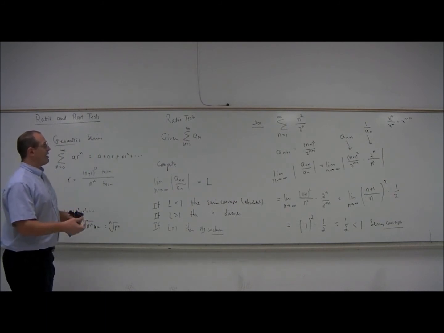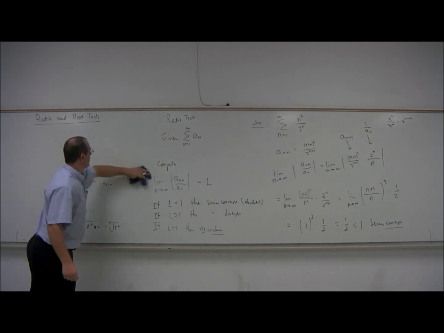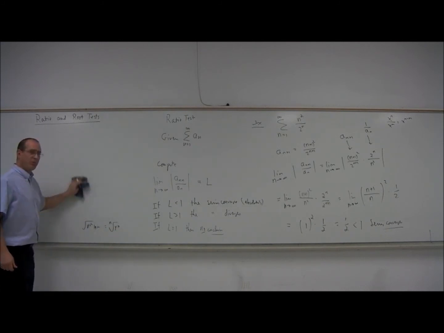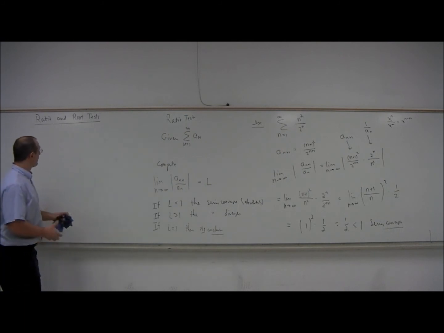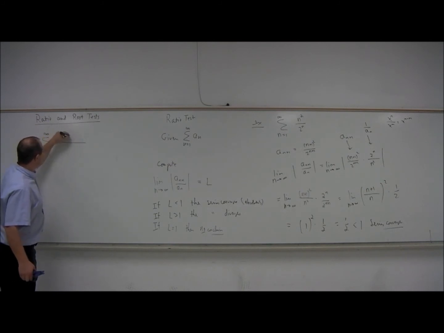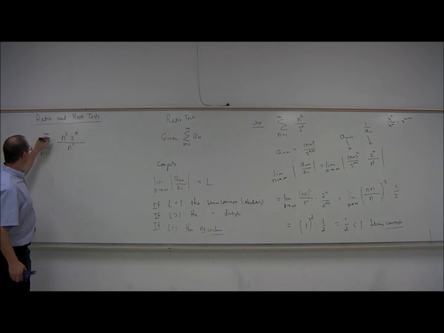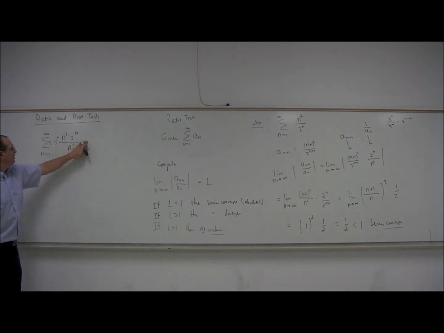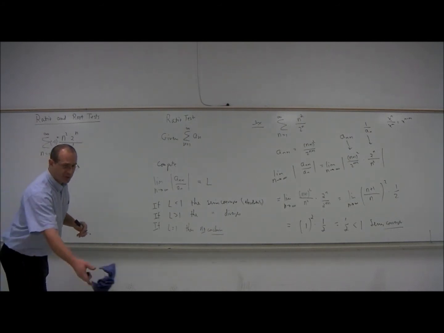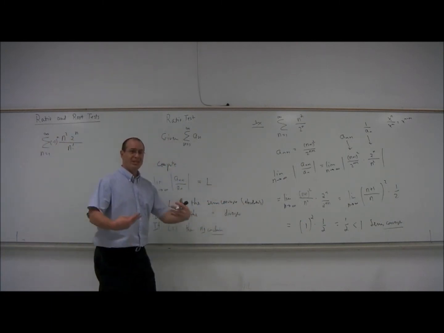I'd like to do another example of the ratio test. The ratio test is very useful in problems involving factorials. So let's look at the summation n equals 1 to infinity of n squared times 2 to the n over n factorial. And let's throw in a negative 1 to the n. Let's make it alternating, so that now, if we do get convergence, the absolute convergence, we'll be saying something.